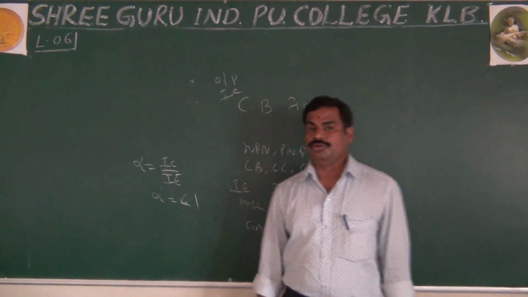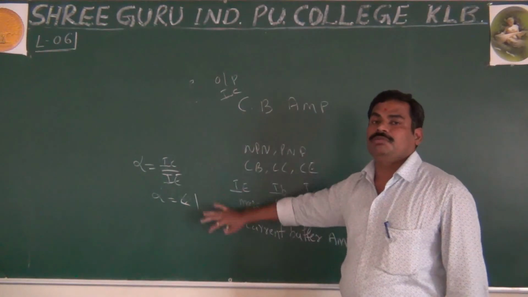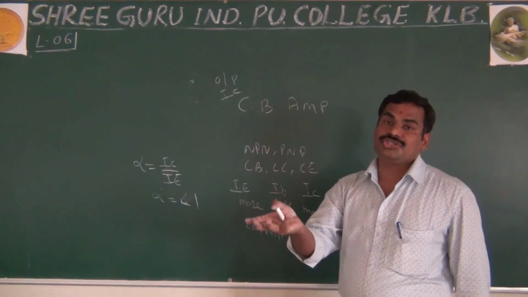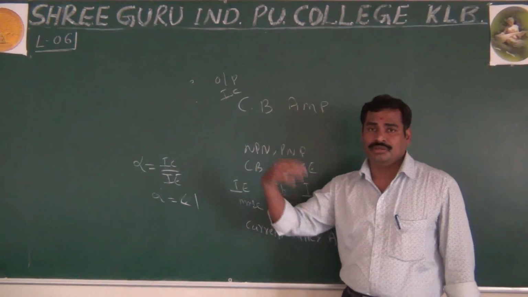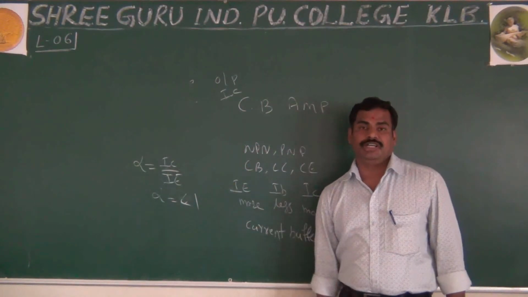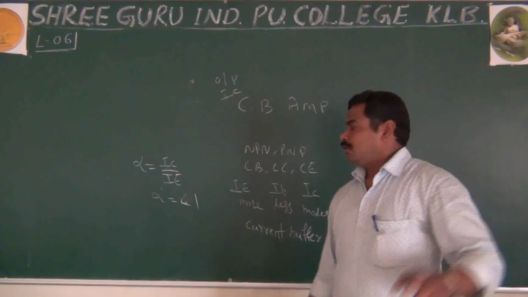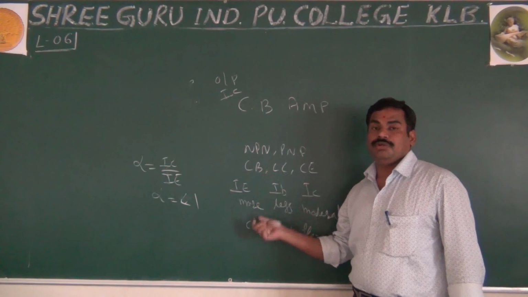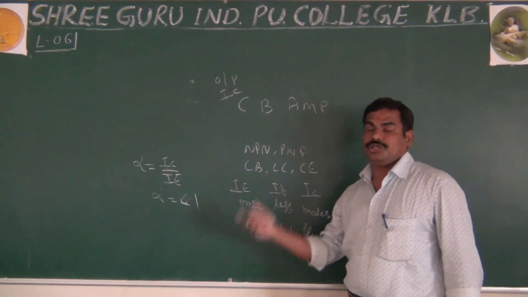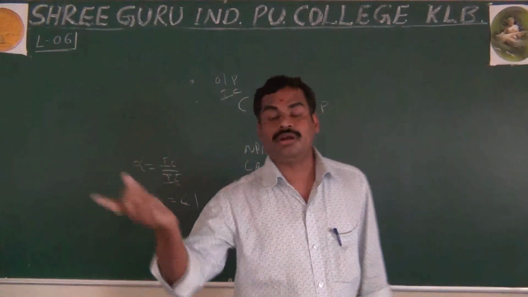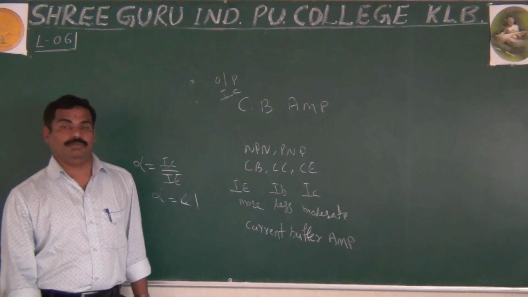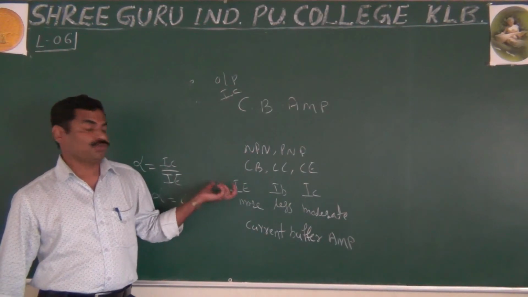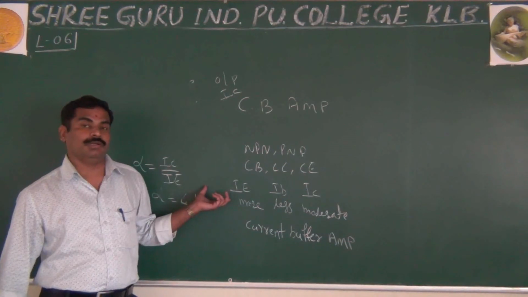The most important drawback of the common base amplifier is that it does not amplify the signal, it attenuates the signal. Tomorrow we go into detail about common emitter and common collector. Compared to those, why are you not giving more importance to the common base amplifier? The reason is that your input section has very low input impedance. In your common base amplifier, you have a very small input impedance. That's why it has this drawback.